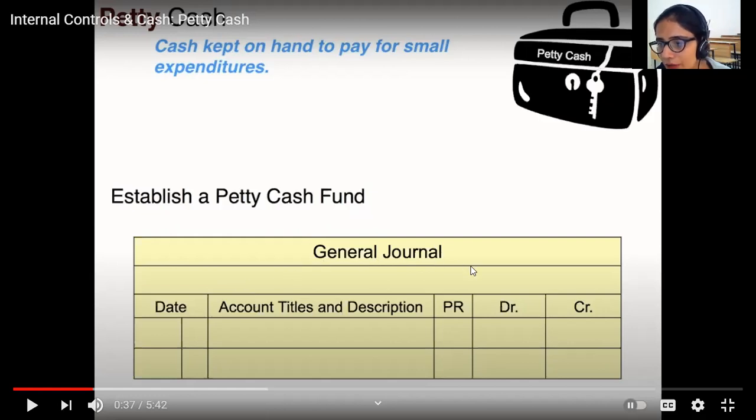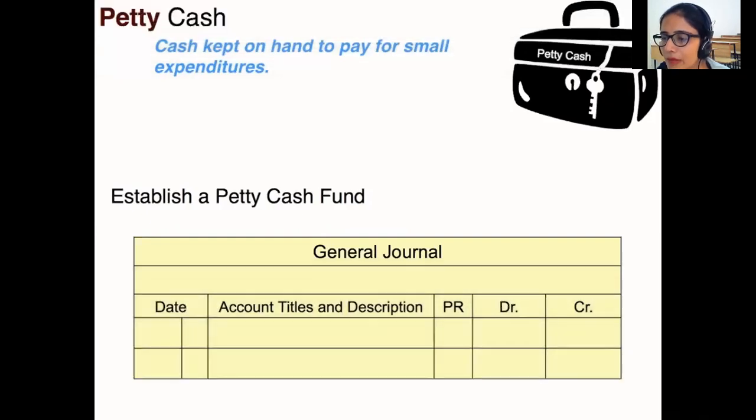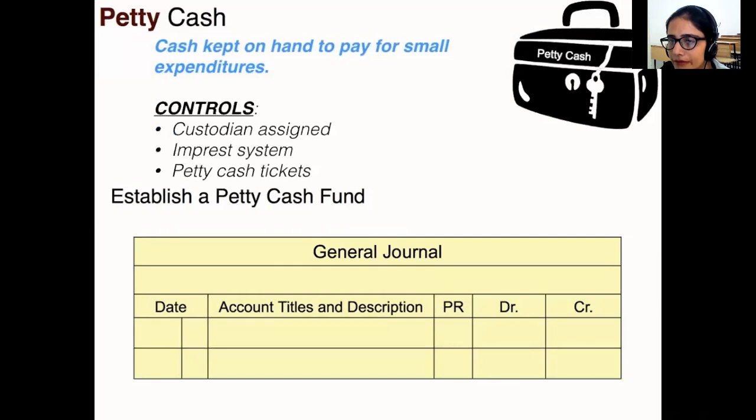So this is the format we have: date, account titles and description, PR, debit, credit, right? Things like small office supplies, where you don't have access to a large amount of cash at any one time. Controls that you can still have over the petty cash fund are things like a custodian. So one person would be assigned who controls this petty cash and reviews all the tickets.